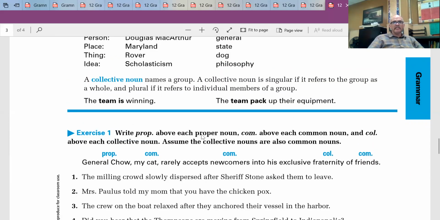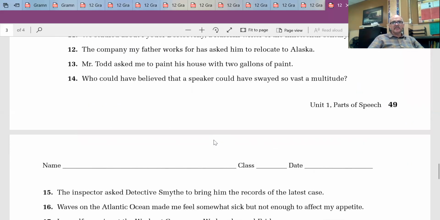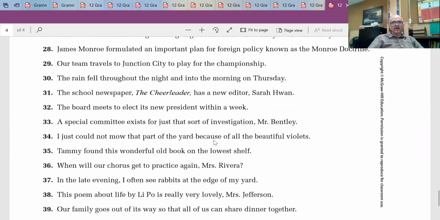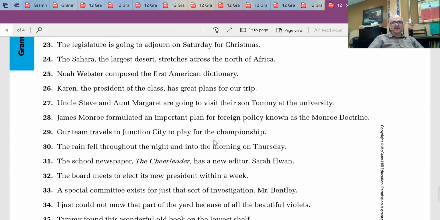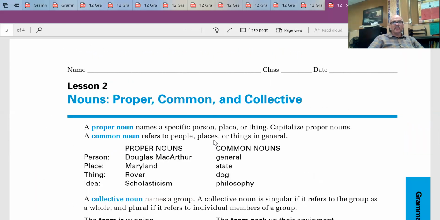All right, exercise 1, write proper above each proper noun, common above. You can just do P or C. Actually, I think you need to do a little bit more, COM or COL, and label them appropriately too. We have, whoa, look at all those. 40 of those, okay? So we'll do 20, okay?